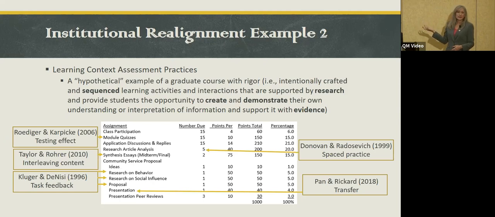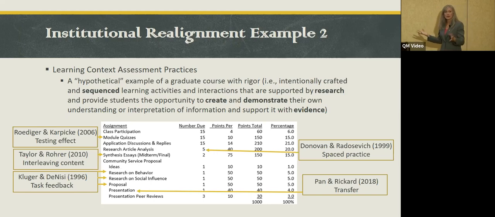If you look at the research article analysis, we don't just give them one, we give them five, because this is a key skill for this particular program. And so we have spaced practice, so they get to do it across the semester and practice the skills that they're going to need later in their coursework. And then when students give a presentation on their final project, they're not presenting to me as a teacher. They're presenting to that real world agency that this community service project is supposed to help. So that way they can take the information from the class directly into that real world context to facilitate that transfer. So this is an example of how the activities are sequenced across the semester.